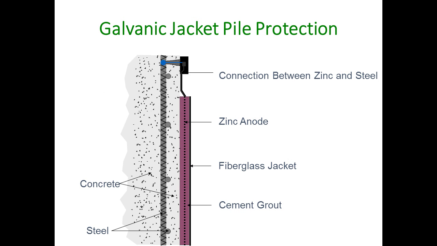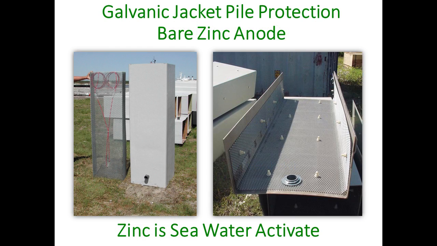So the solution in this environment is a pretty standard solution. It's been used for a number of years, and what it consists of is just a bare zinc anode inside of a stay-in-place form. And typically it's a fiberglass form, placed around a pile, and this bare zinc mesh is going to be in there, and it's going to provide protection to this pile in this splash zone.